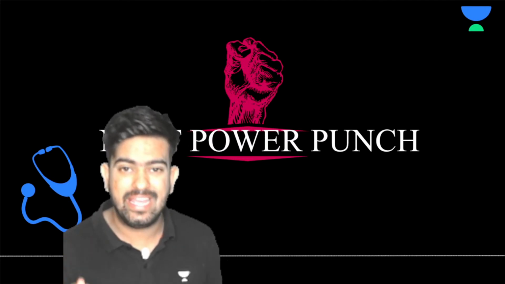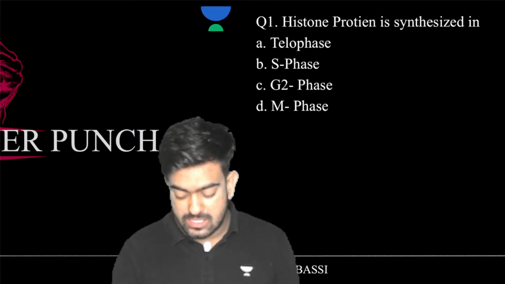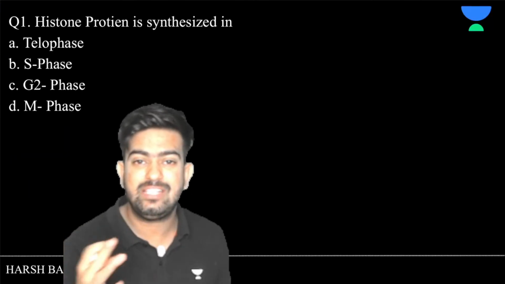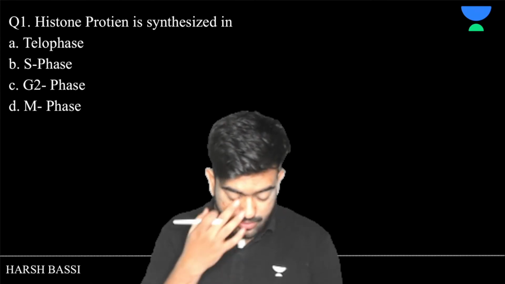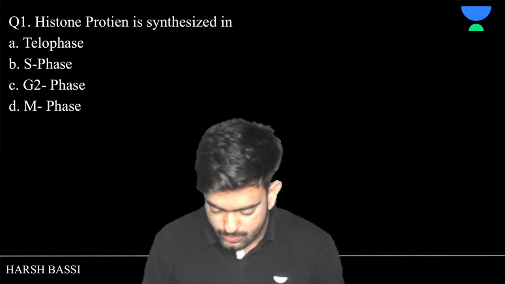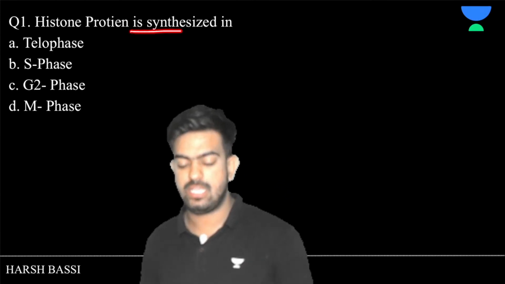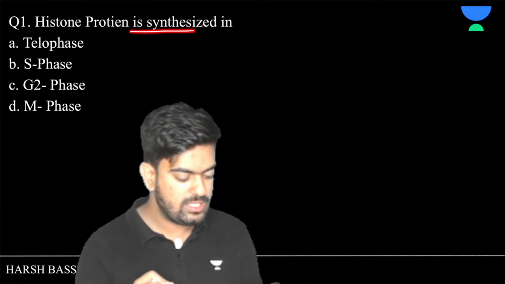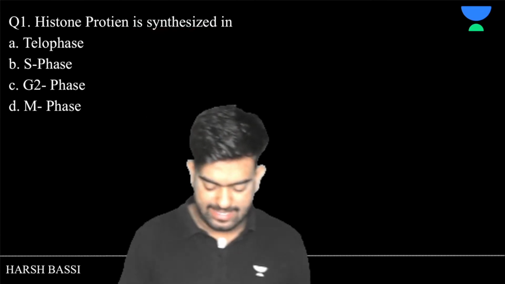So now get ready, keep your pen, pencil and a notebook in your hand, and let's solve these questions. The very first question today says: histone protein is synthesized in which stage of the cell cycle?